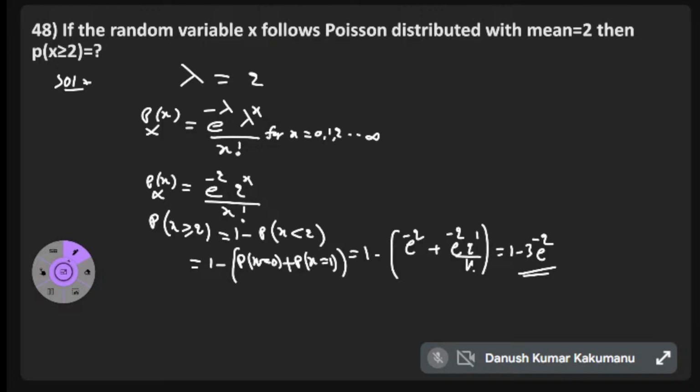Now tell me, is the name of the distribution specified or not? In some questions they are not mentioning the name, but in the remaining all they are mentioning the name of the distribution. Don't worry. Is it clear to all of you? 1 minus 3 e power minus 2.